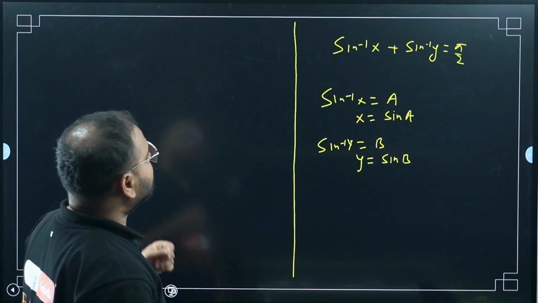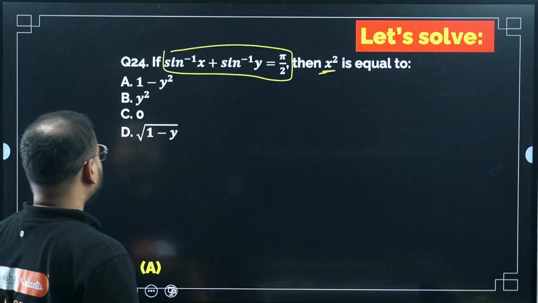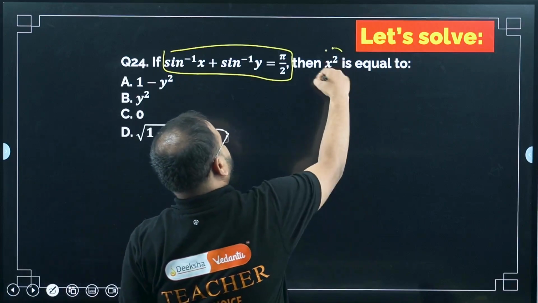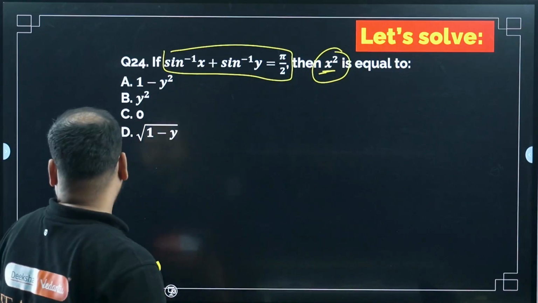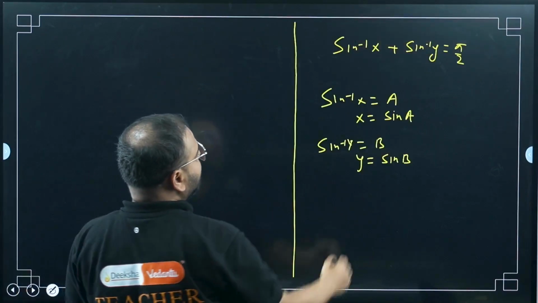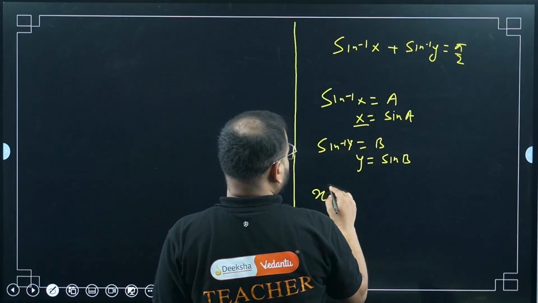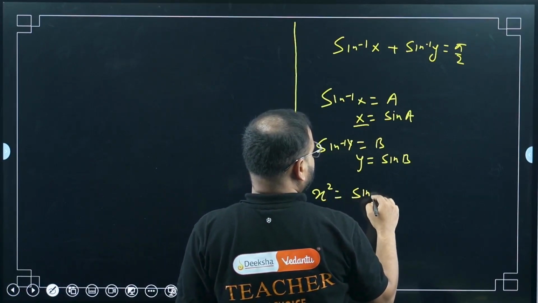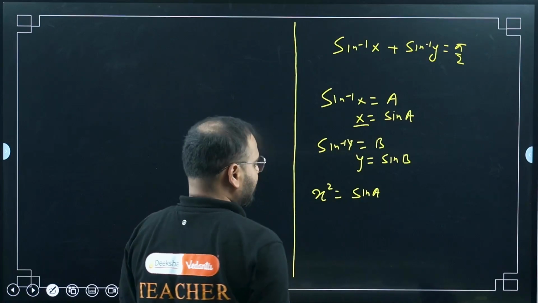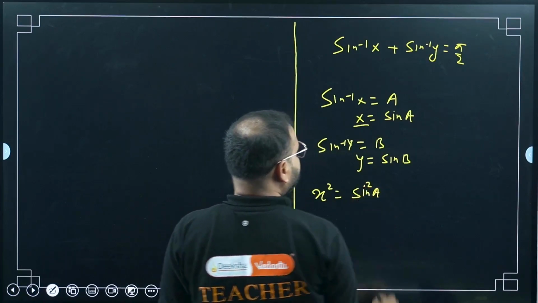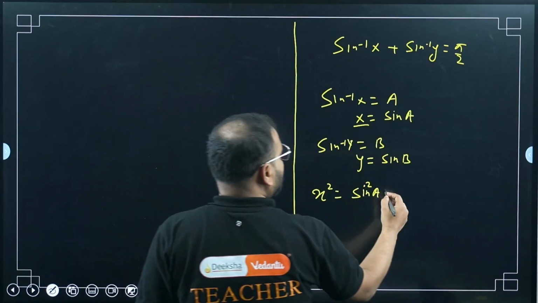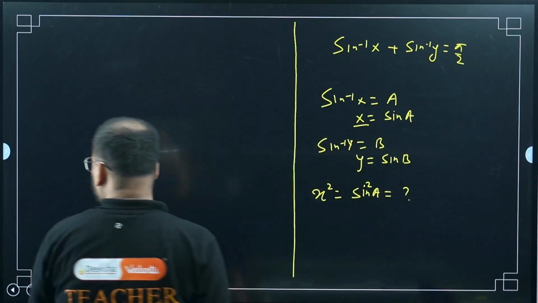They are asking us to find the value of x square. X square is nothing but sine square a. That's what they're asking, how much is this value. Now let's go back to the question statement.